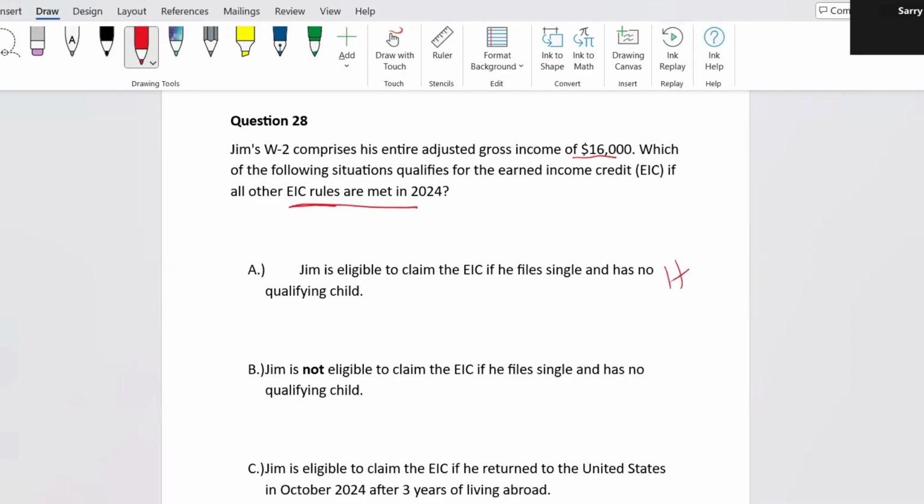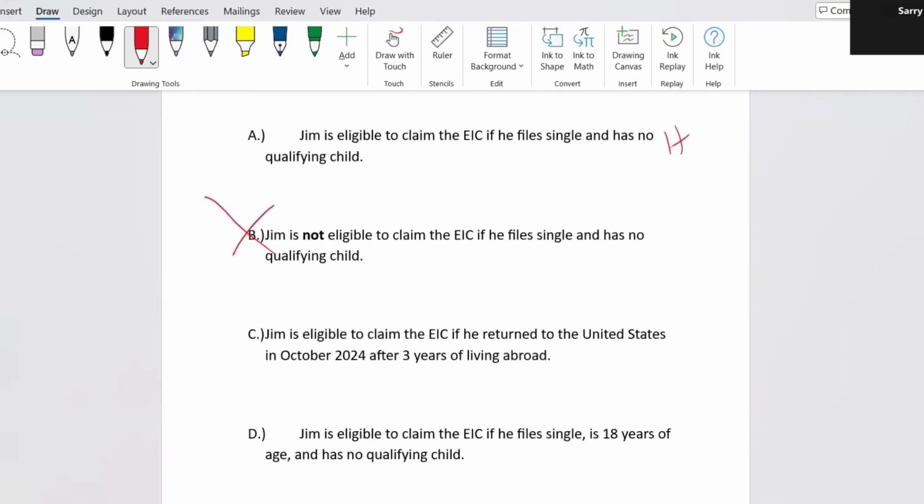Jim is not eligible to claim the EIC if he's single and he has no qualifying child. Well, that's not true. You could still qualify for EIC even without qualifying children. Jim is eligible to claim the EIC if he returned to the U.S. after 3 years of living abroad. This would be incorrect because you need to be in the U.S. for all of the year.